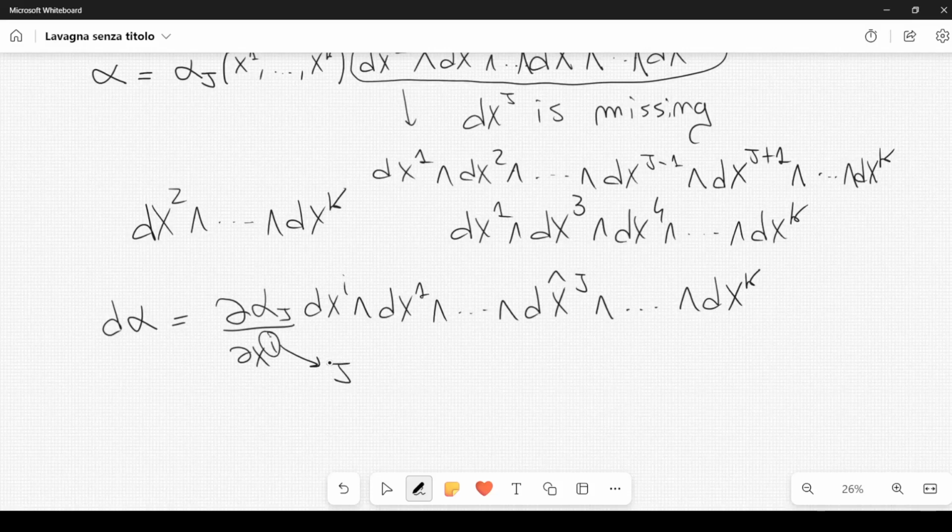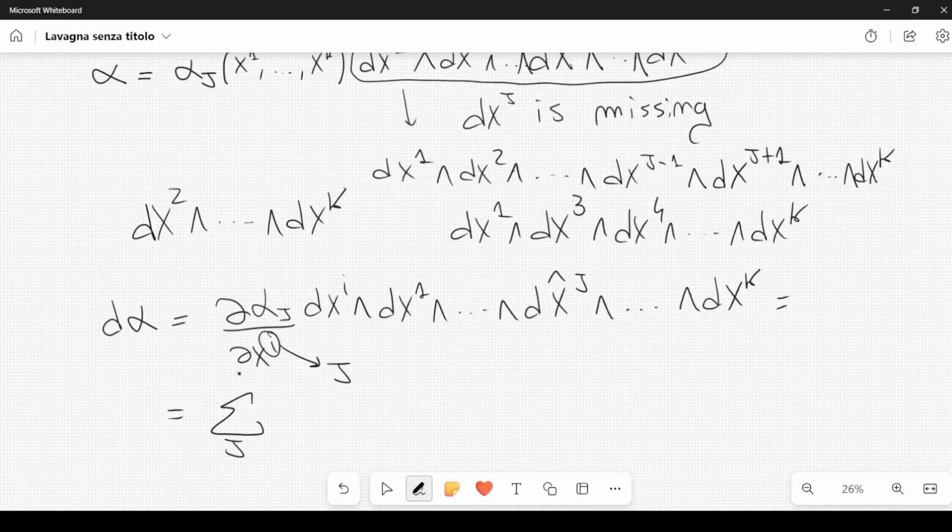Why is that? Well, it's easy to realize because if we take, for example, i equal to k, then we have dxk here and dxk here, and therefore this composition of wedge products will give us 0. So the only non-zero contribution is when i is equal to j. And therefore, we can also write it in the following fashion.